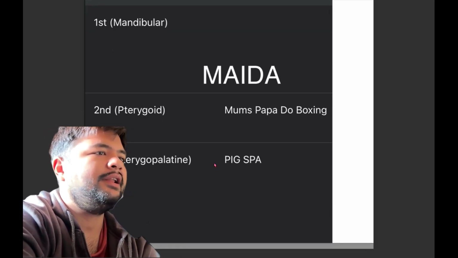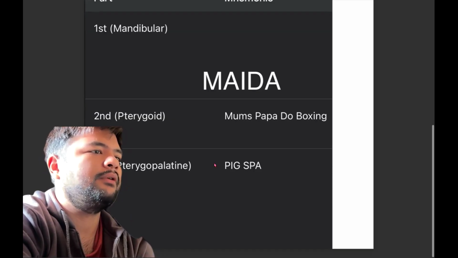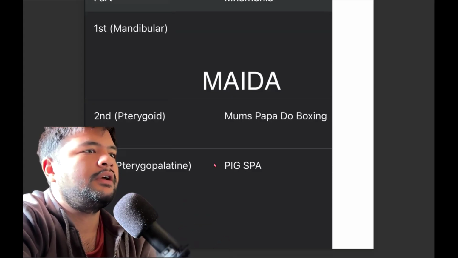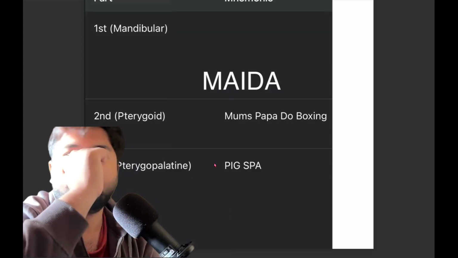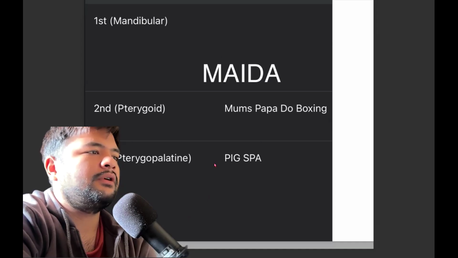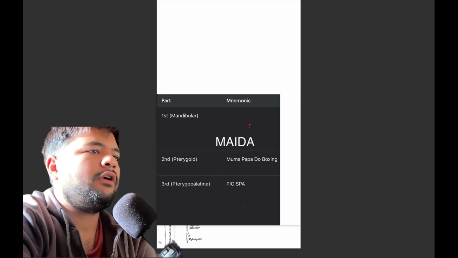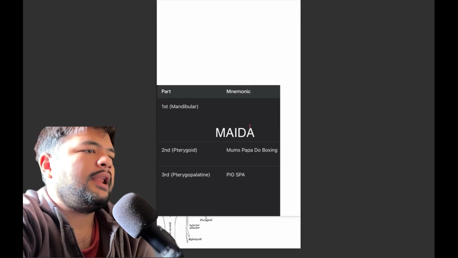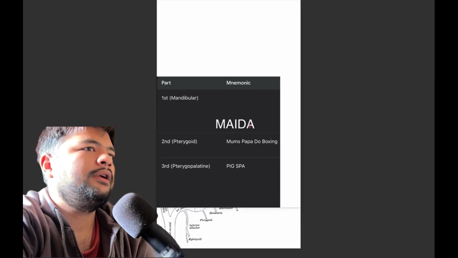This is not real. Just for the mnemonic part, I have made that "Mums, Papa, do boxing." My mother's father was a boxer, so mom's papa do boxing. Then after he has done the boxing, he sends the pigs to the farm for spa. So the third, pterygopalatine, will have the mnemonic of pig spa. First, I will call maida and tell her my mom's papa do boxing. Then at the last part, after boxing, my Nanaji sends the pig for spa.